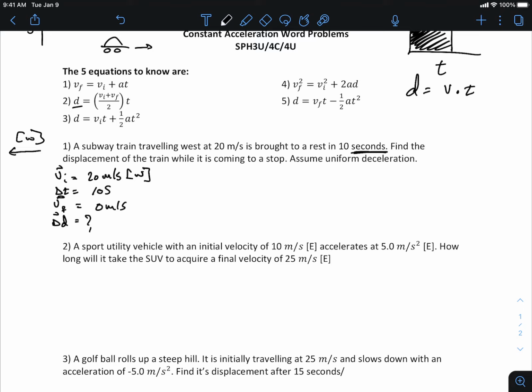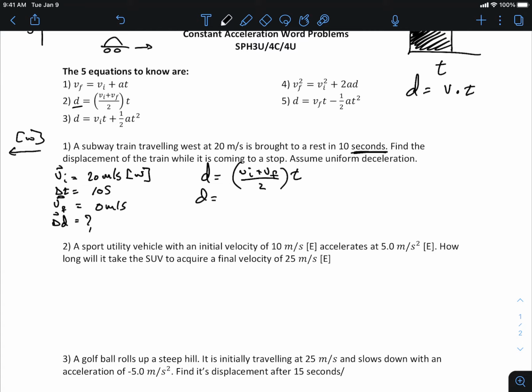Right? Because that looks like it has all the information that I need in it. That's what you guys are trying to do. You're just trying to answer a question. What's D? Okay, well, let's just select that equation. D equals VI plus VF divided by 2, and multiply that by the time. So plug in your information.